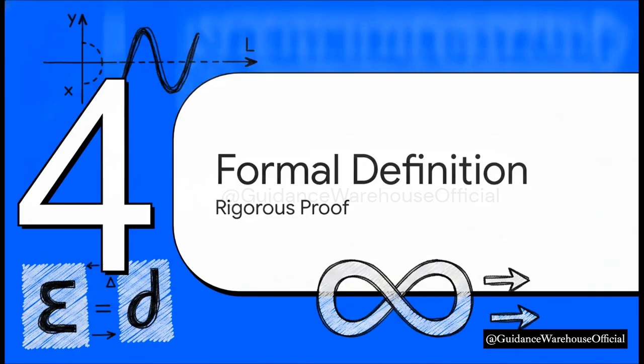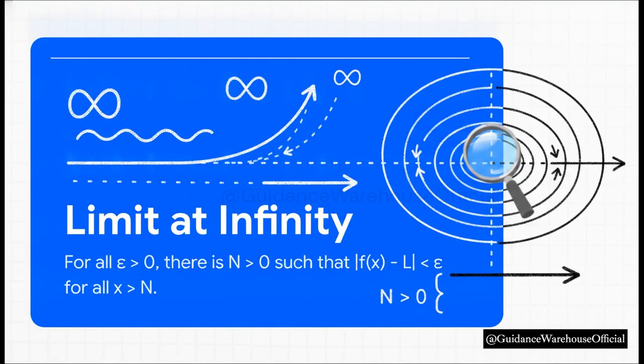Okay, section 4, the formal definition. Pay close attention here because this is where exams usually get tricky. We've been using nice, friendly phrases like arbitrarily close and sufficiently large, which is awesome for intuition, but in calculus, your professor is absolutely going to demand the formal, rigorous proof. Now, don't let this textbook definition freak you out. It's the formal definition of a limit at infinity.